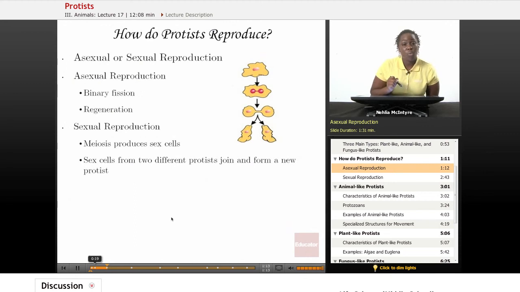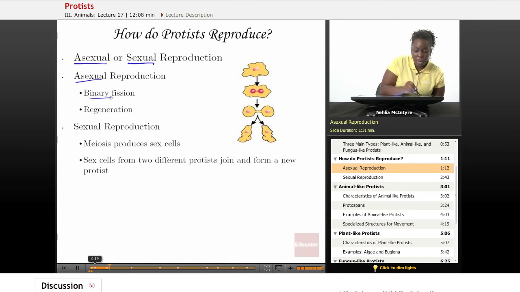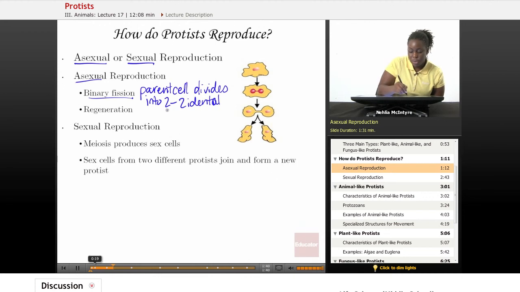So let's discuss how protists reproduce. Protists can reproduce either asexually or sexually. If they reproduce asexually, they usually use the process of binary fission, which means that there's a parent cell which divides itself into two to make two identical new cells.